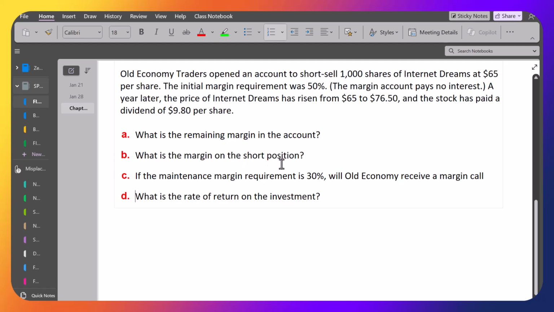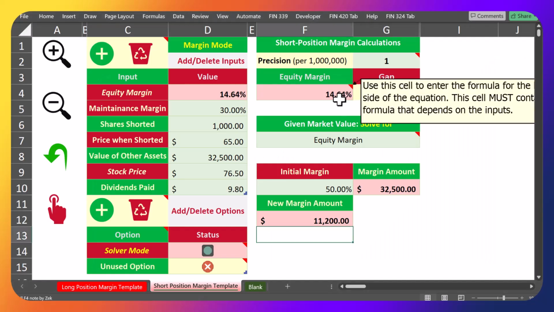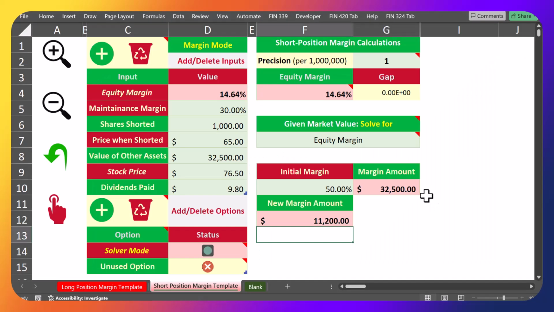What is the margin on the short position? In this case, it is asking for the margin percentage, 14.64. We already did that. If the maintenance margin requirement is 30%, will the old economy receive a margin call? Well, the current equity margin is 14.64, which is below the 30% margin call. Hence, it will receive a margin call.